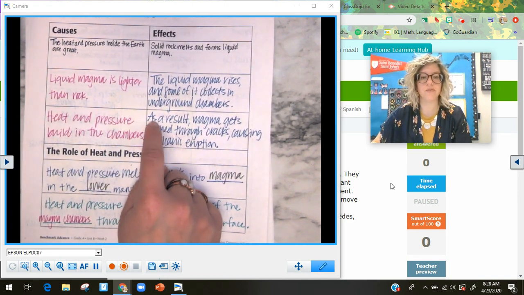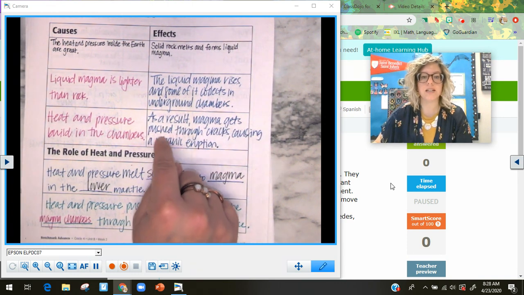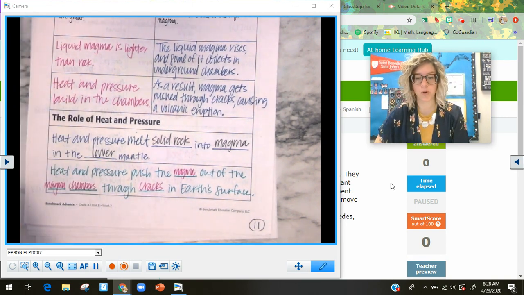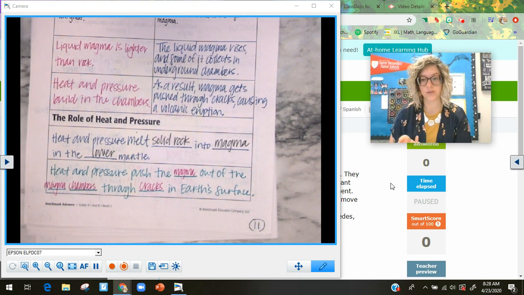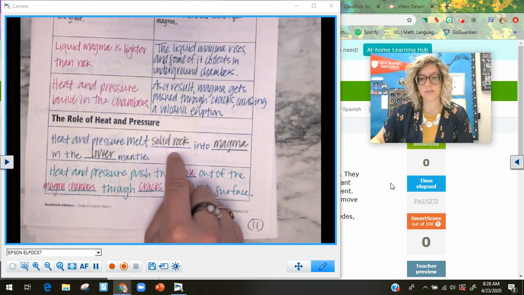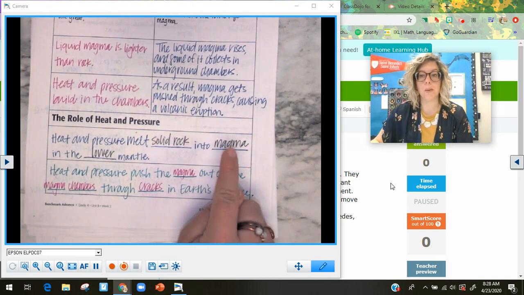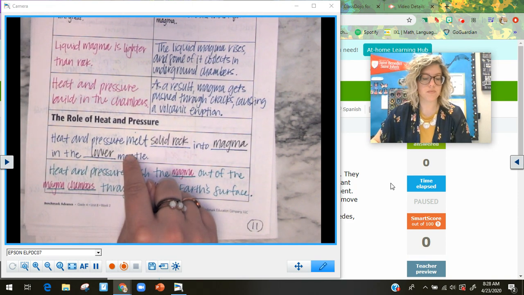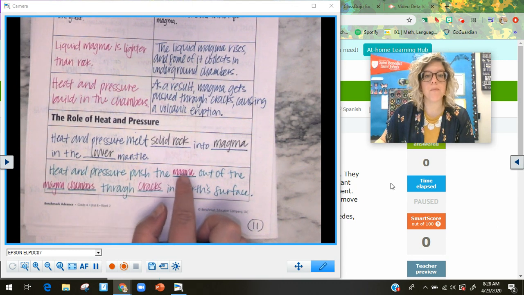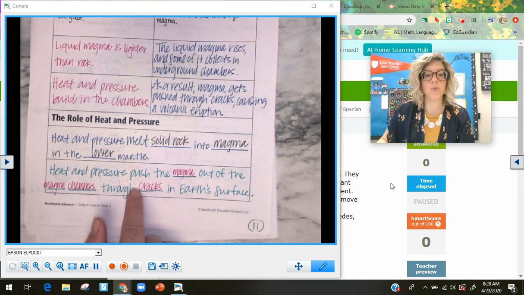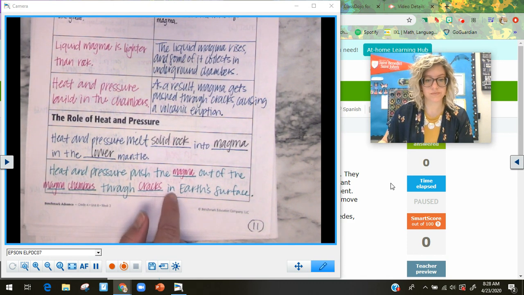That's the cause. What's the effect? As a result, magma gets pushed through the cracks, causing a volcanic eruption. Okay? And then finally, what role does heat and pressure play in this volcanic eruption, in this process of Earth? Heat and pressure melt solid rock, that's what you should have had in the first blank, into magma in the lower mantle. And then the other one is heat and pressure push the magma out of the magma chambers through cracks in Earth's surface.